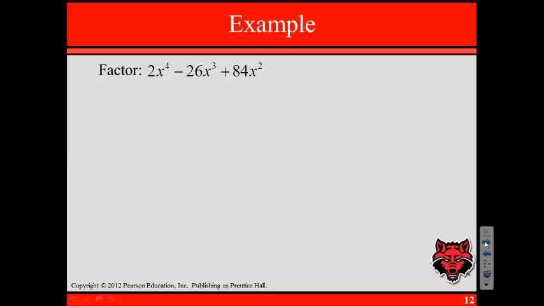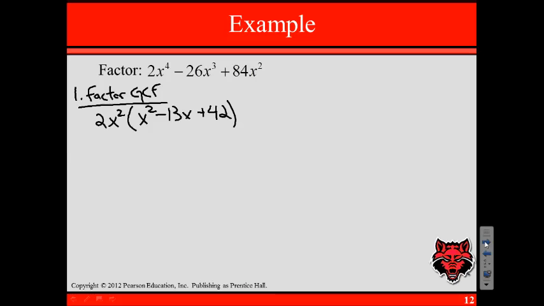Here's another example that will require factoring the GCF. We have 2x to the fourth minus 26x cubed plus 84x squared. So always, if possible, we factor the GCF. Using the same process we did in the last example, and that was thoroughly explained in Module 6, Section 1, we factor 2x squared, and the resulting polynomial is x squared minus 13x plus 42.